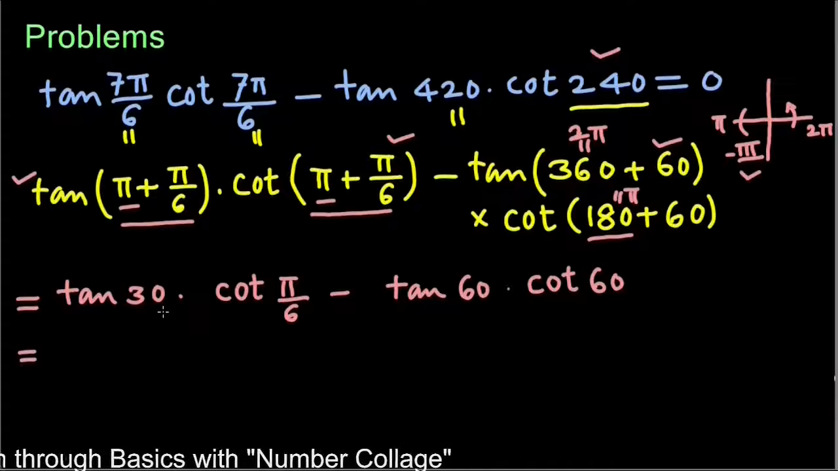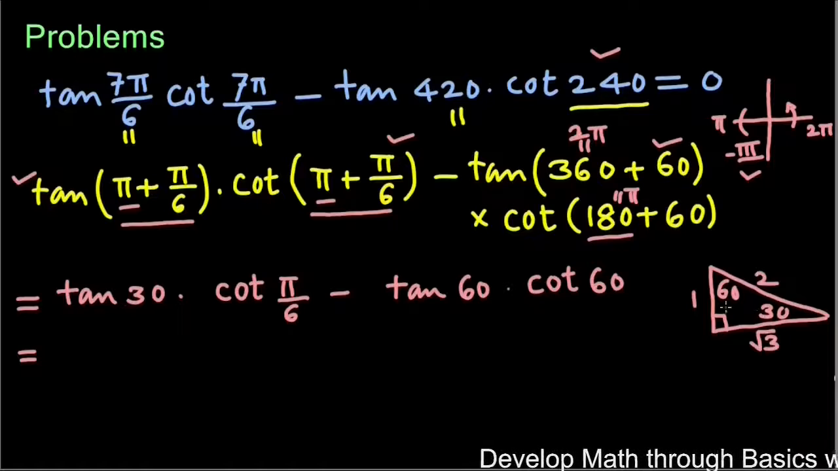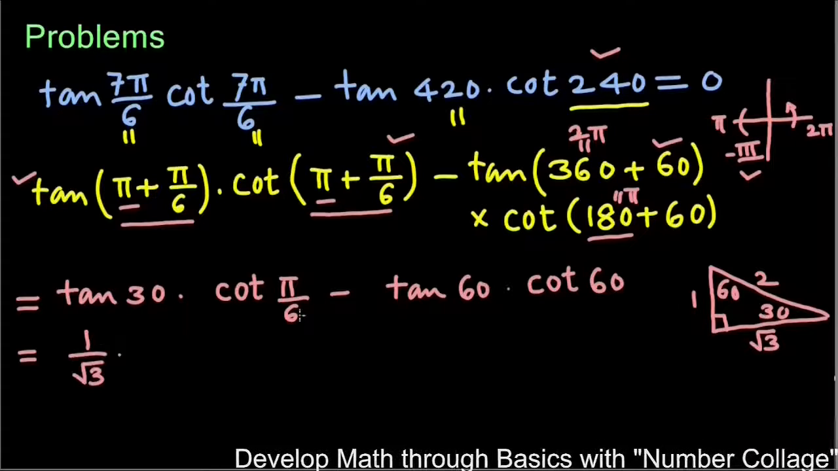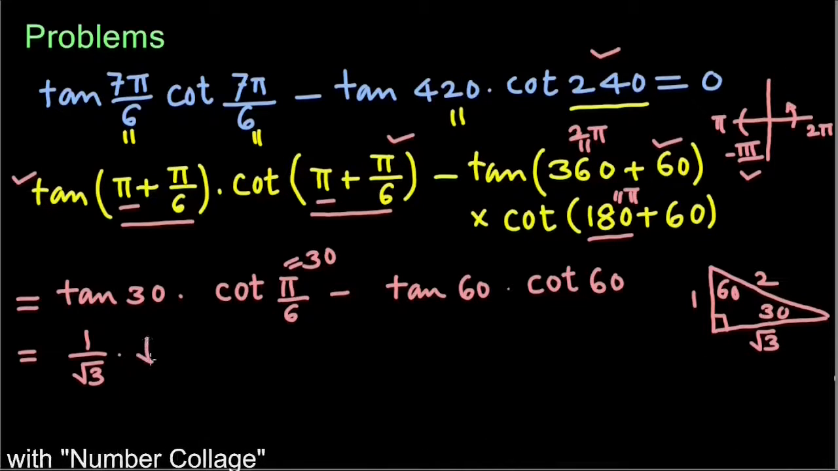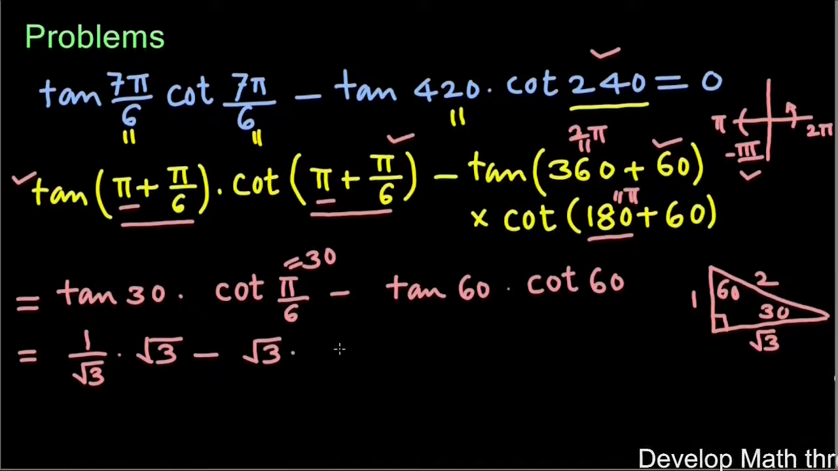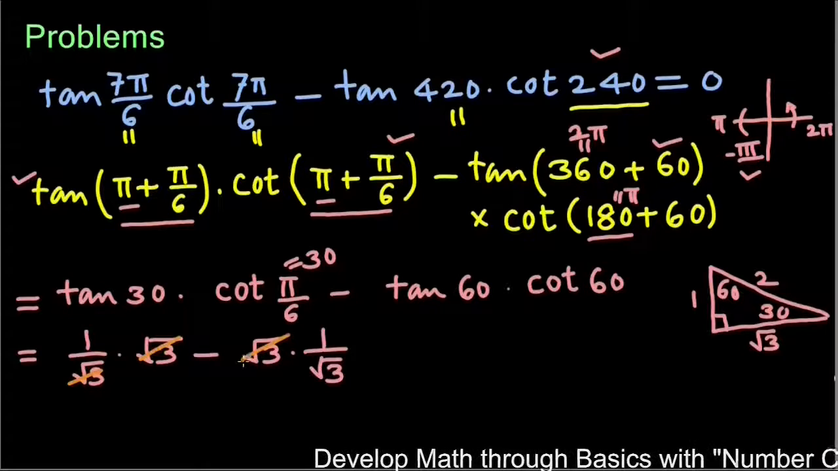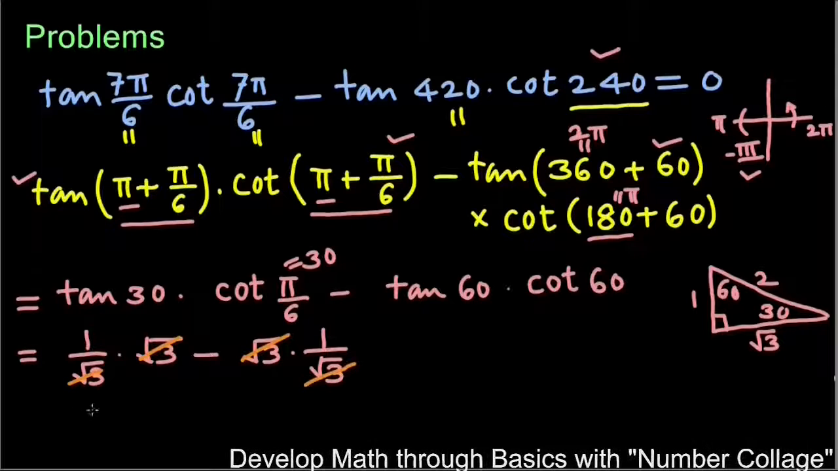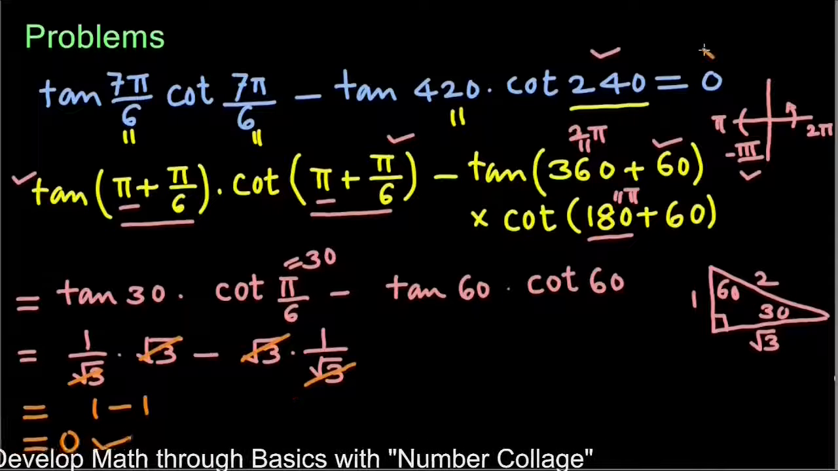Now, consider the 30-60-90 triangle: the side opposite to 30 is 1, the side opposite to 60 is root 3, and the hypotenuse is 2. So tan 30 will be 1 upon root 3, into cot pi by 6, which is nothing but cot 30 itself. So cot 30 is root 3, minus tan 60 is root 3, multiplied by cot 60, which will be 1 upon root 3. This root 3 cancels with this root 3. This root 3 cancels with this root 3. It will be 1 minus 1, that is 0, which is what we have to prove.